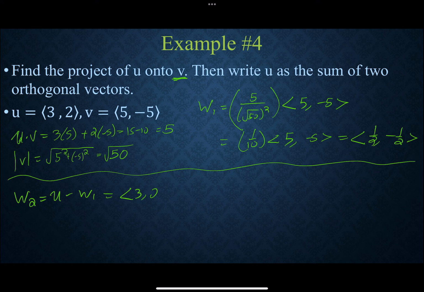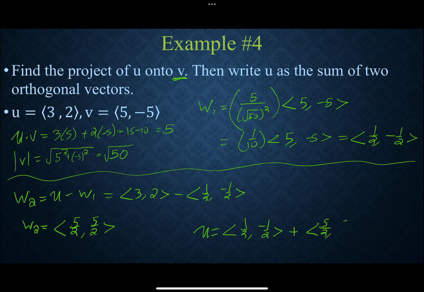U is 3, 2. W1 is what we just found, the 1/2, negative 1/2. So this W2 value is going to be 3 minus 1/2 is 5/2. 2 minus a negative 1/2 is also 5/2. So the way that they want us to do this, u is going to be W1, 1/2 comma negative 1/2, plus W2, 5/2 comma 5/2.